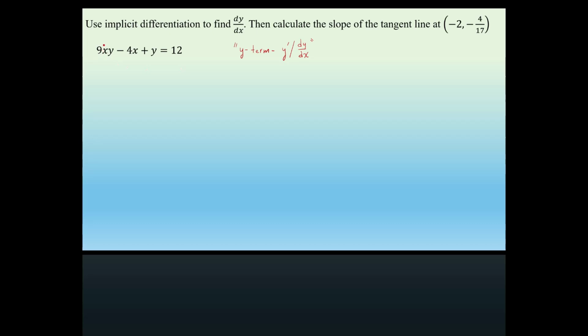So I'll look over here, and I have 9 times xy. I'll pull the 9 out, and then I have x times y. That should be product rule. This is just a derivative of x, and this is just a derivative of y, and then of course this will be a derivative of a number. So let's do product rule first.